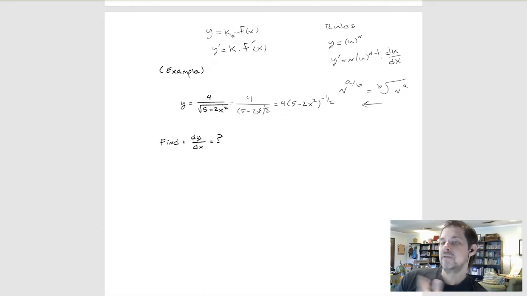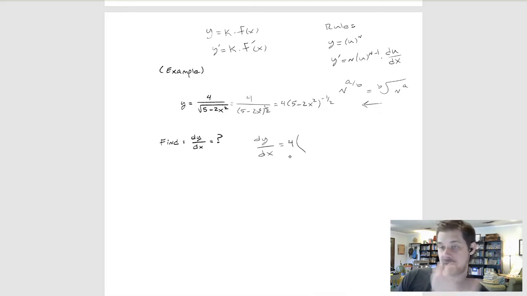So in other words, constant factors get carried into the derivative. You don't do anything with them. If I want to find the derivative of this, so if I want to find dy over dx, which is the derivative, same thing as y prime, different symbol, then the 4 just gets carried down, and what I multiply it by is the derivative of 5 minus 2x squared to the negative 1/2 power.